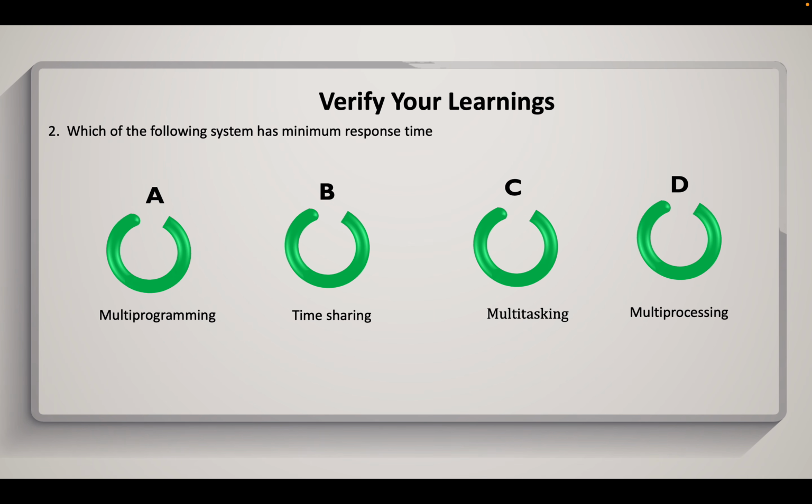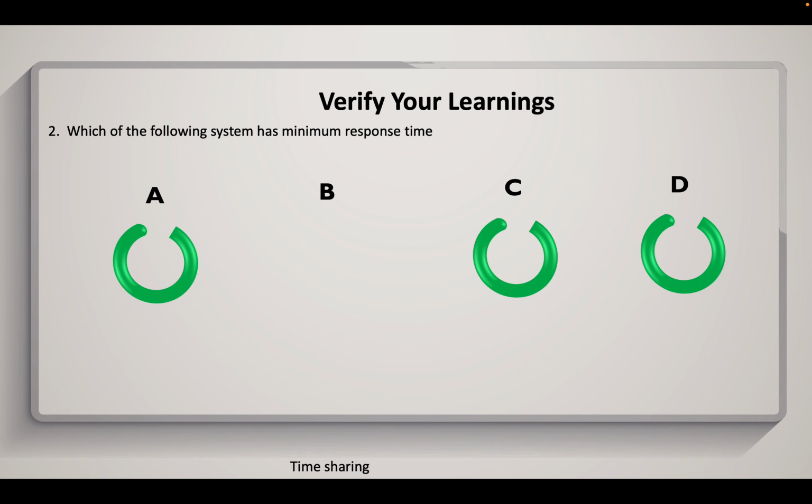Second question, which of the following systems has minimum response time? Multiprogramming, time sharing, multitasking, or multi-processing? The answer is time sharing. That is, it has a minimum response time.